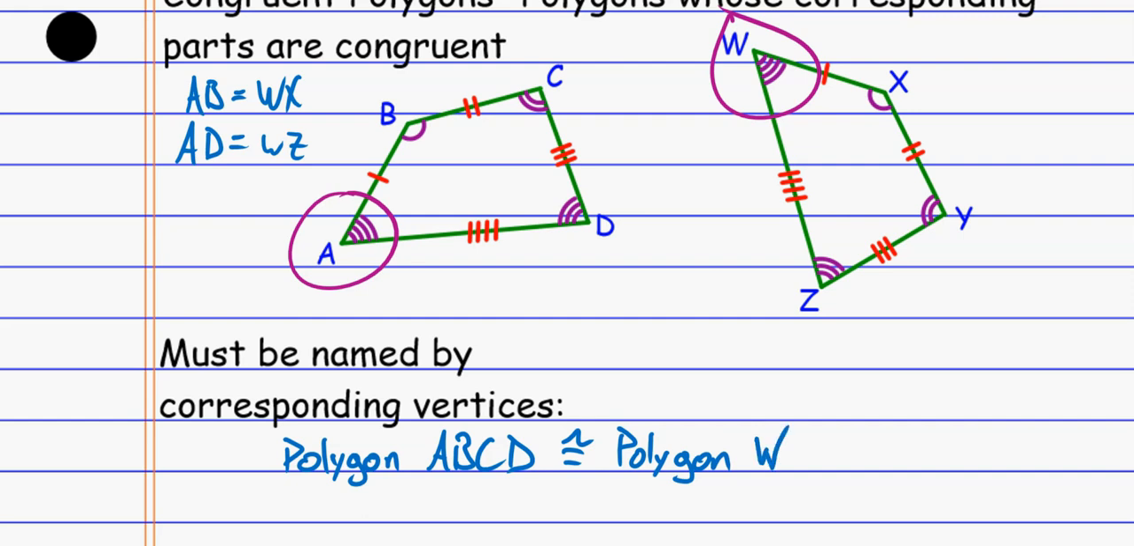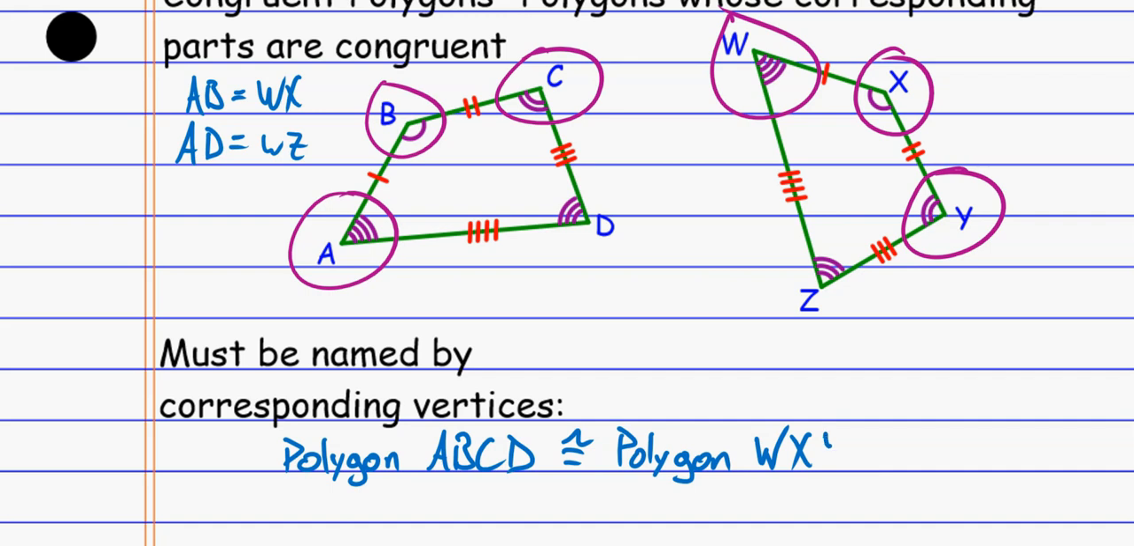Okay. Next, I said B. So B was this guy. Well, that matches up with X. So when I name the second one, I have to match it up. Okay. So I have to match these up based on these corresponding pieces. C matches with Y, so Y comes next. And then D matches with Z. And this is how I have to label it.